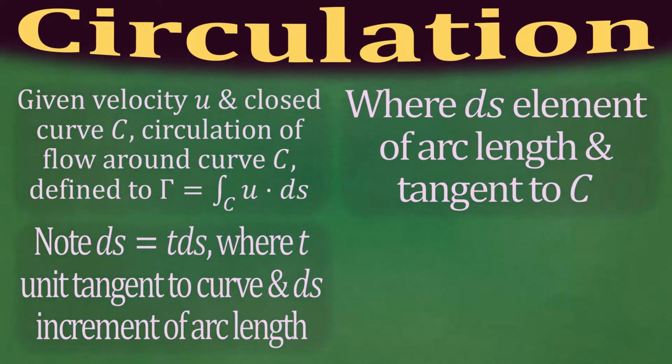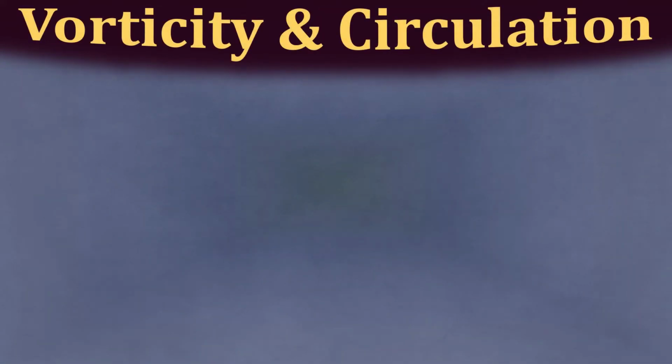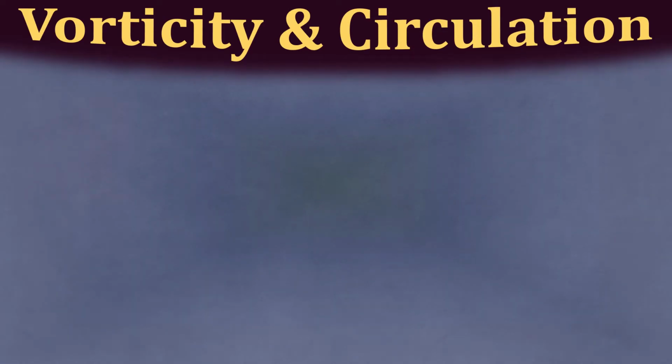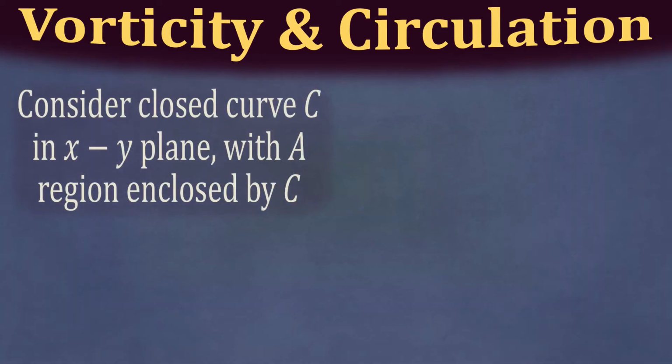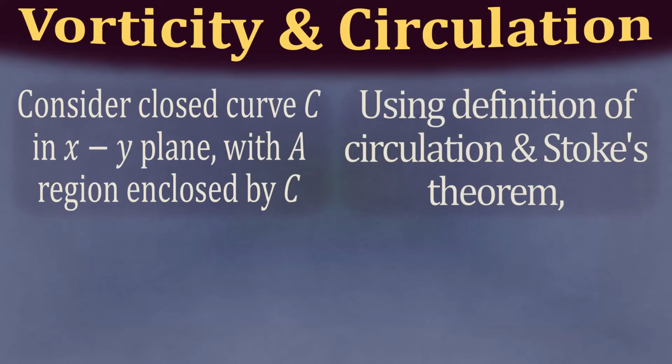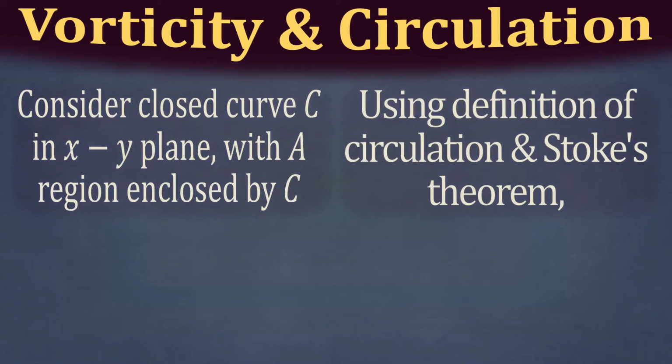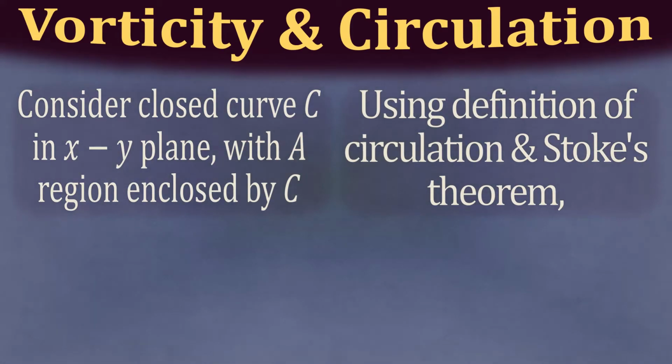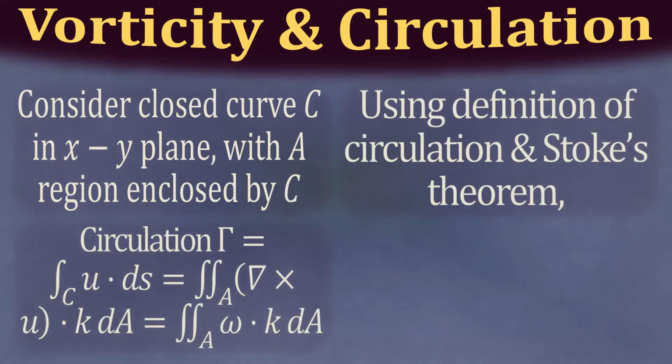Now, let's discuss the relationship between vorticity and circulation. Consider a closed curve C in the xy plane with A the region enclosed by C. Using the definition of circulation and Stokes' theorem, the circulation is gamma, which is equal to the integral over C of u dot ds, which is equal to the double integral over A of the curl of u dot k dA, which is equal to the double integral over A of omega dot k dA.